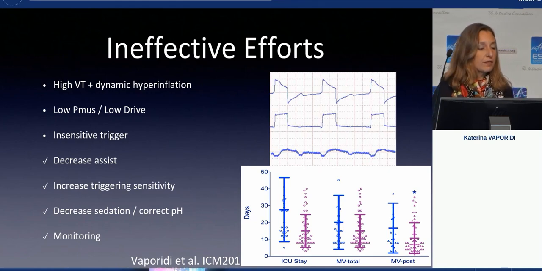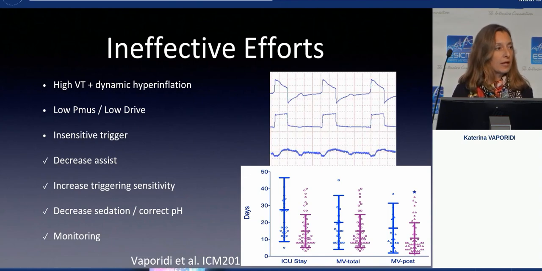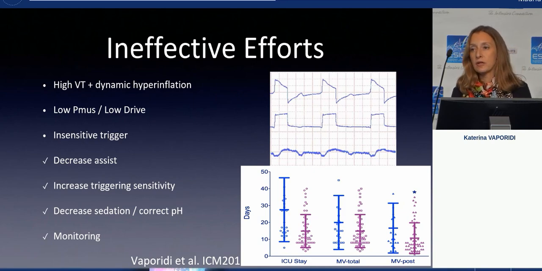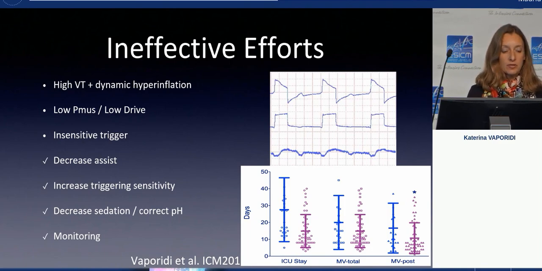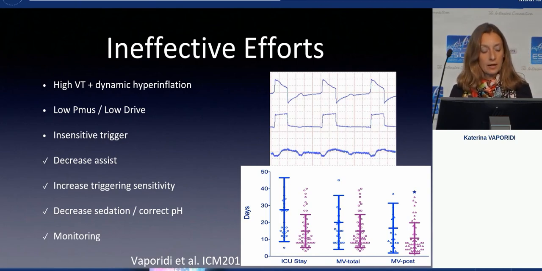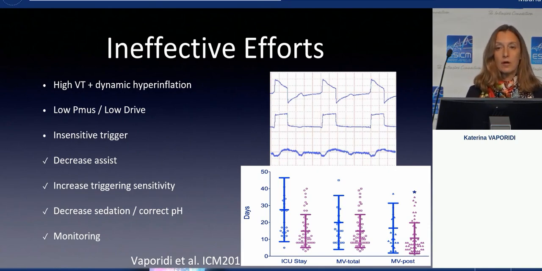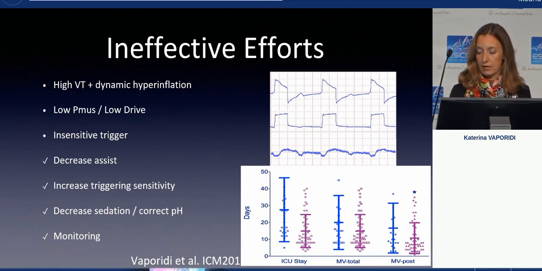What causes ineffective efforts? High tidal volume and dynamic hyperinflation is one common cause. Low muscle pressure and low respiratory drive is another reason for ineffective efforts. Insensitive triggering can exacerbate both phenomena. What to do about it? Decrease assist in the first case of high tidal volume and hyperinflation, increase triggering sensitivity, decrease sedation, and correct metabolic alkalosis to correct respiratory drive, and of course, monitor for ineffective efforts.